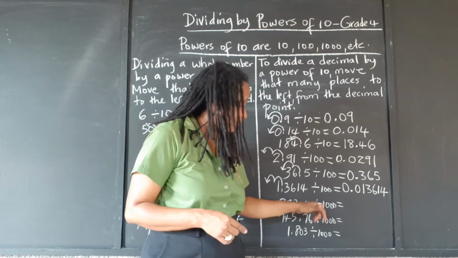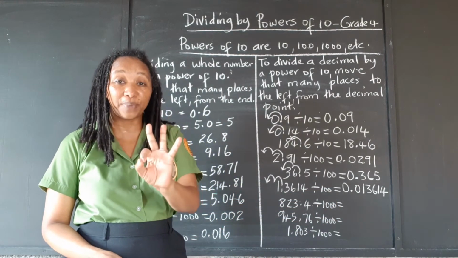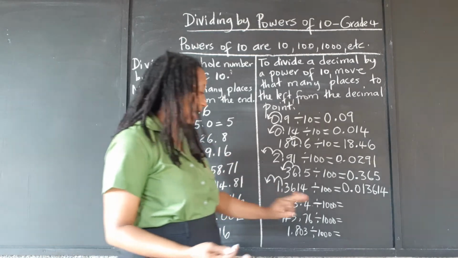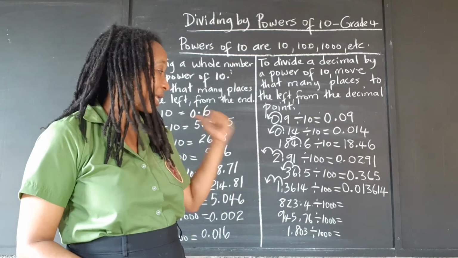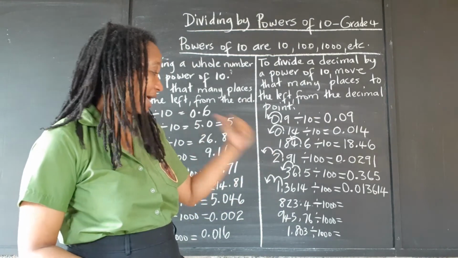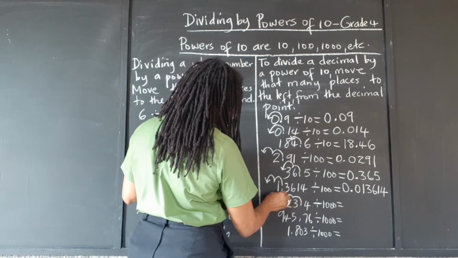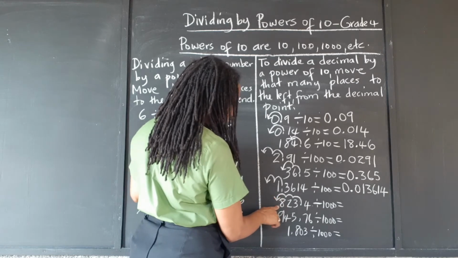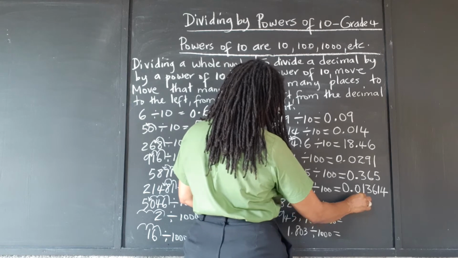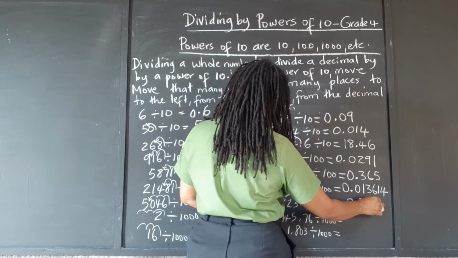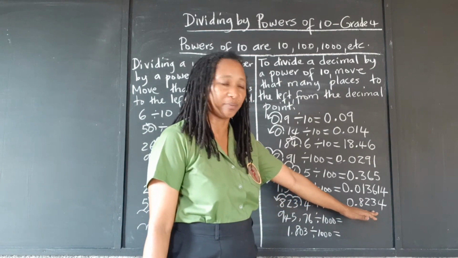Alright, so now we're dividing by 1,000, so that means we're moving now 3 places. 1,000 has 3 zeros. We're moving 3 places to the left. That way, like we're hitching a ride, right? So we're moving 3 places from here. 1, 2, 3. So this is where our point is going to be now. So that's 0.8234. And this is a much, much smaller number than this.